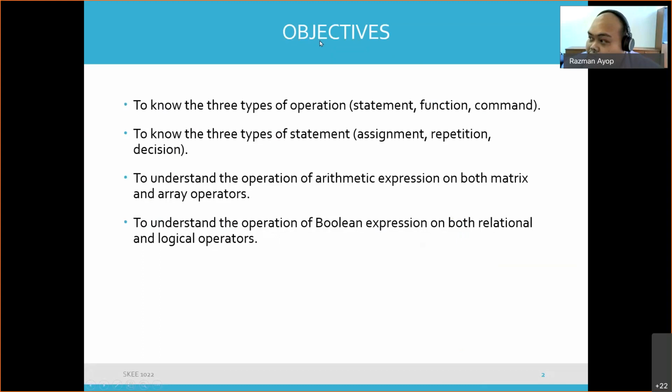The objective of this topic is to know 3 types of operation: statement, function, and command. And then you need to know the 3 types of statement: assignment, repetition, and decision. And then understand the operation of arithmetic expression for both matrix and array, and understand the operation of Boolean expression.